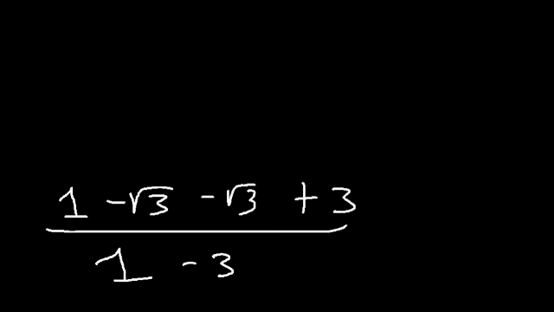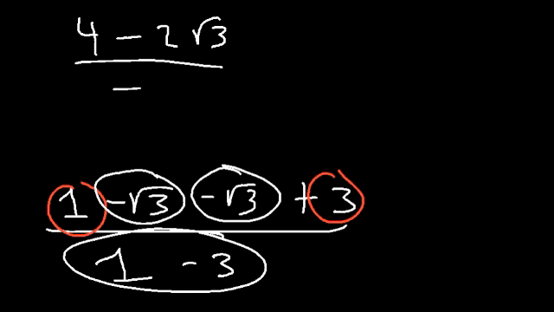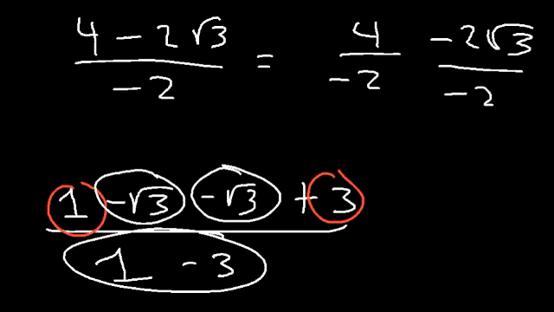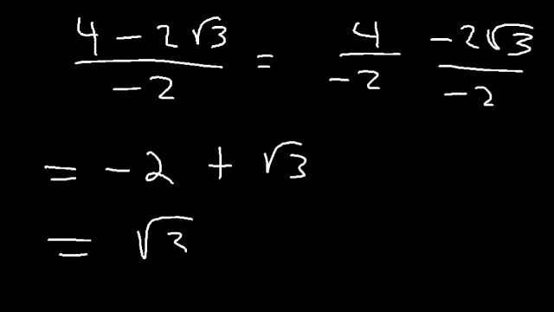So now we can add 1 plus 3. So that's 4. Negative 1 root 3 minus 1 root 3 is negative 2 root 3. And on the bottom, 1 minus 3 is negative 2. So let's write this as two separate fractions. So 4 divided by negative 2, and negative 2 root 3 divided by negative 2. So 4 divided by negative 2 is negative 2. And negative 2 root 3 divided by negative 2 is positive root 3. So the final answer is root 3 minus 2.